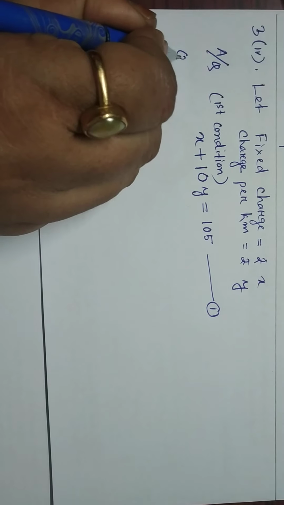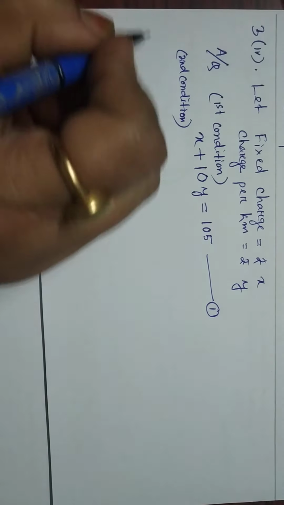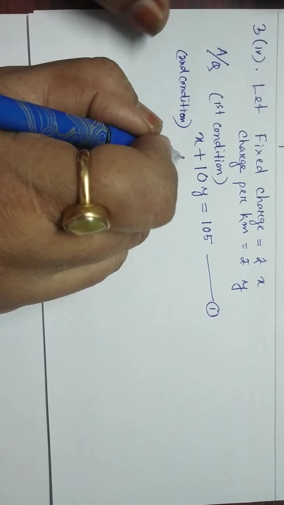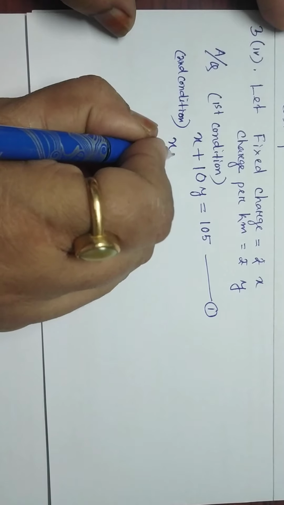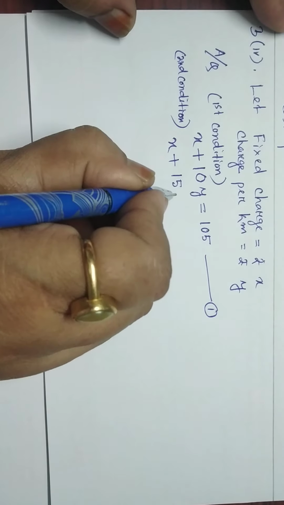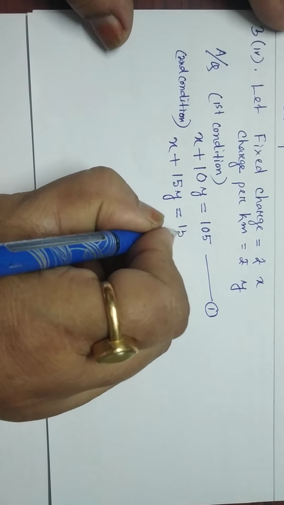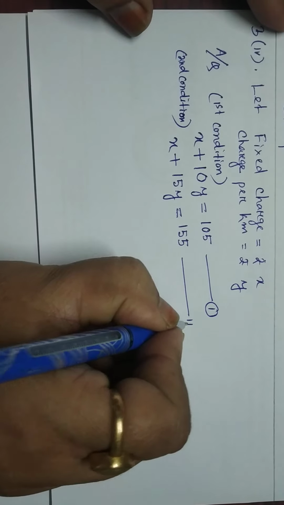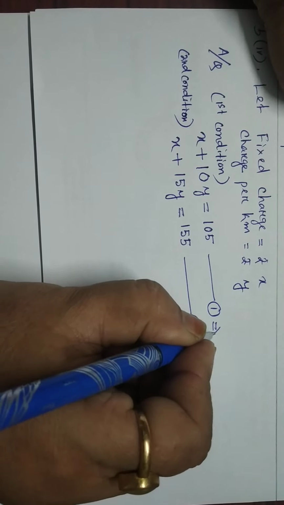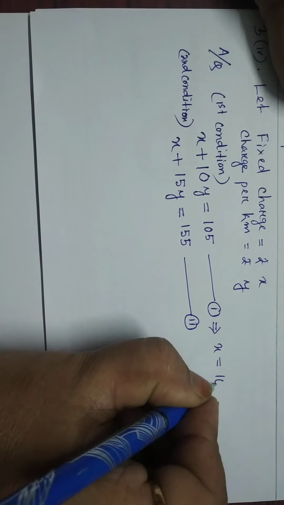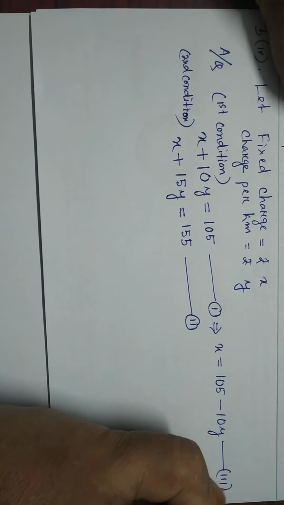Then according to the second condition, again fixed charge for 15 km. The person has to pay fixed charge X, and for 15 km the charge per kilometer is 15Y, and total he paid 155. This is our equation number 2. Now from equation 1 we find the value of X. X is equal to 105 minus 10Y, and this we name equation number 3.